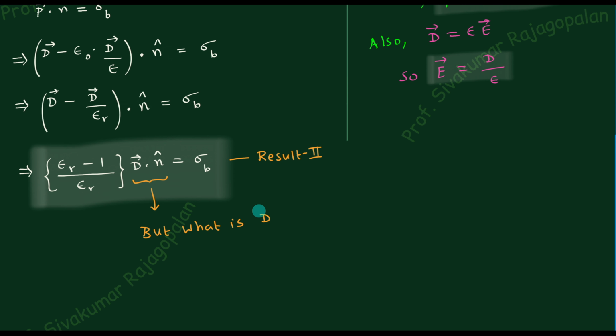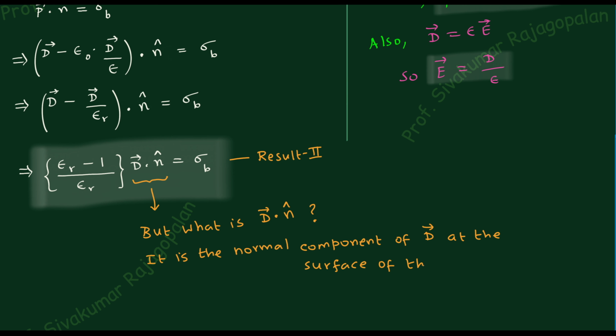So let us understand what is the normal component of the D vector. Of course, the meaning is clear. D dot n means the normal component of the D displacement vector. But where this particular normal component will come is naturally at the interface. Interface means where the boundary is. That is natural, right? This is connected to the surface charge density. So because it is connected to the surface charge density, the normal component of D has to be found out at the surface of the dielectric material.